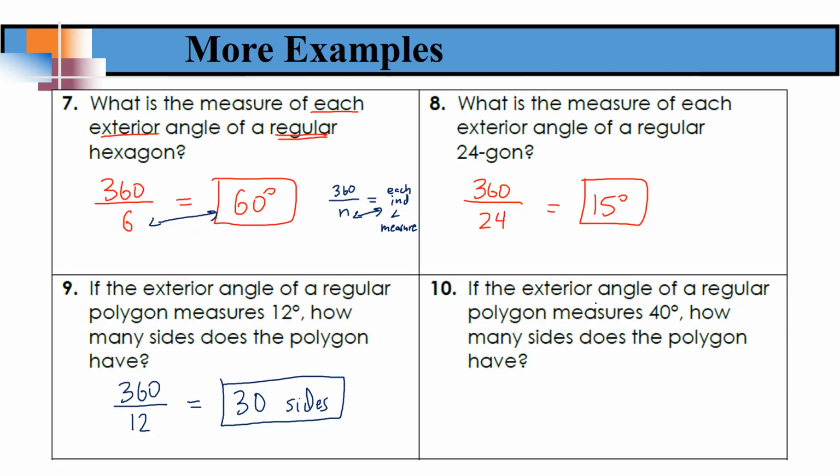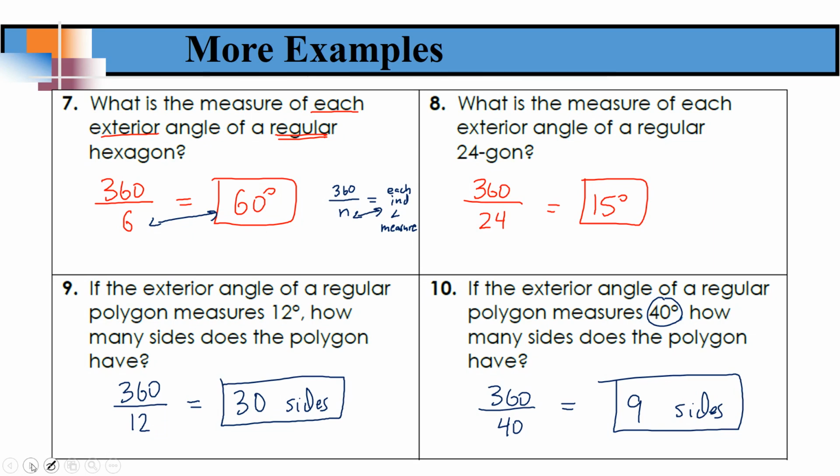It says if the exterior angle of a regular polygon measures 40 degrees, how many sides does it have? Well, take 360, divide by 40. How many 40s fit in 360? Well, there's 9. So that tells us that there are 9 sides on that polygon. All right, moving on then.